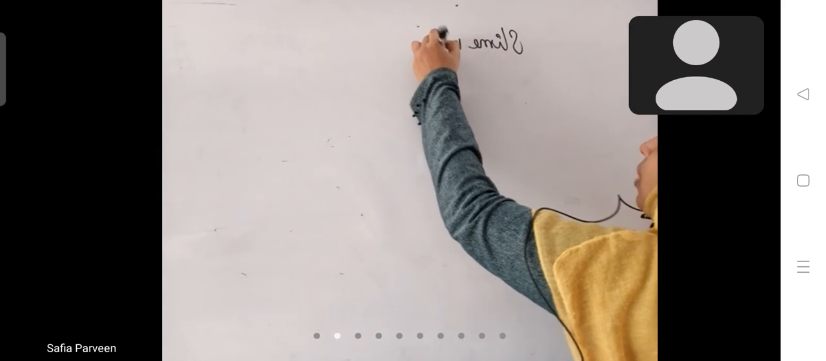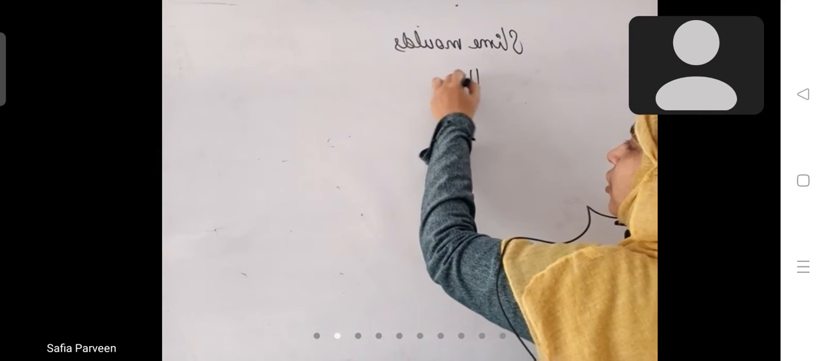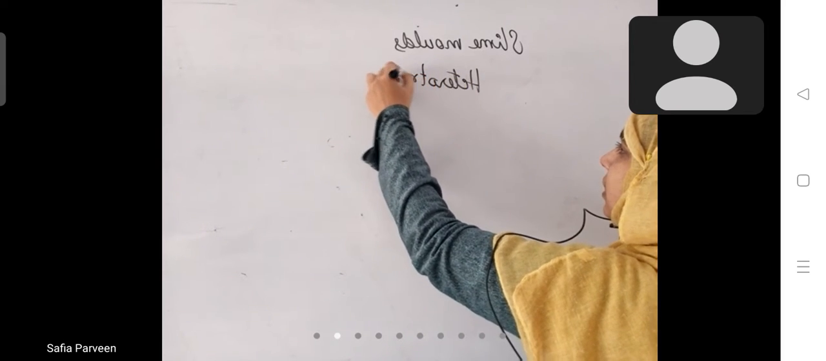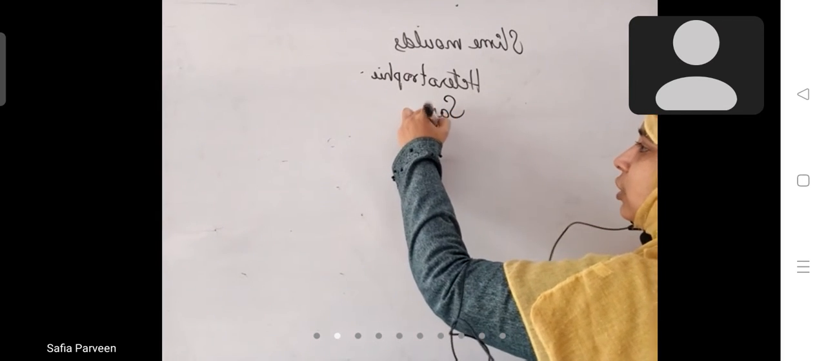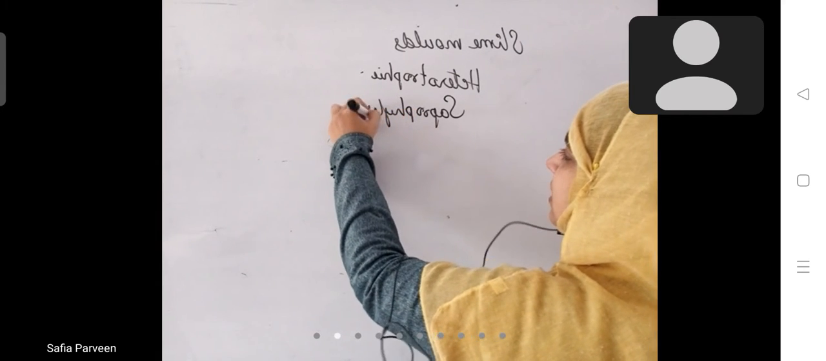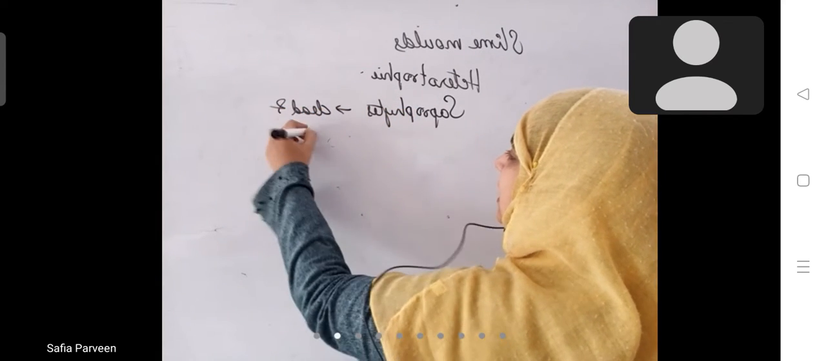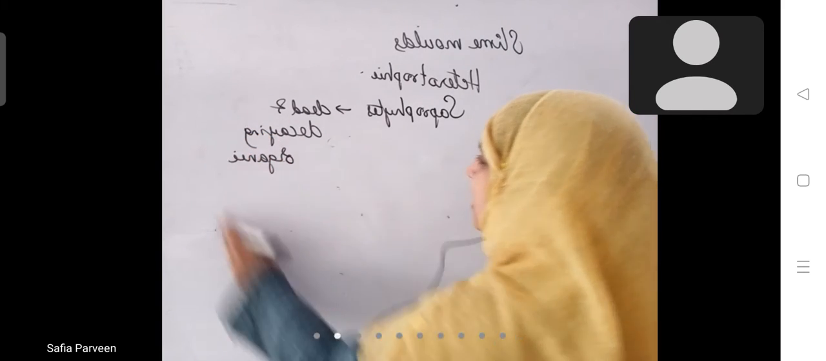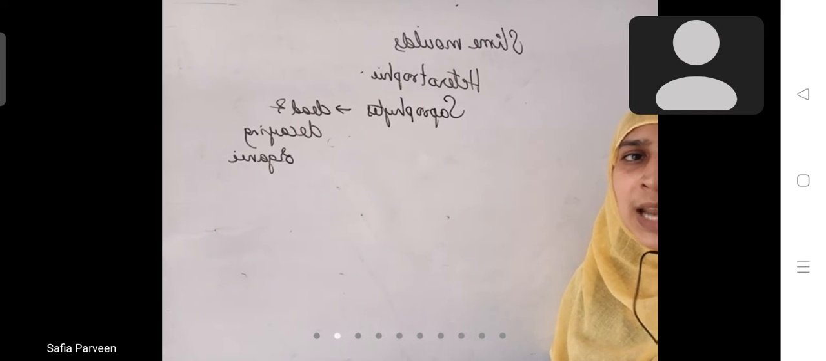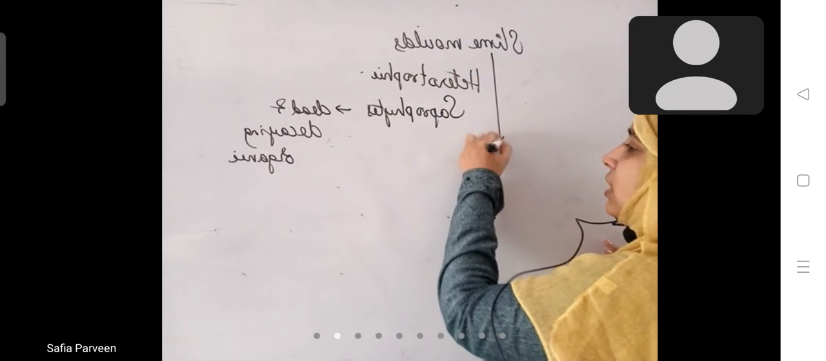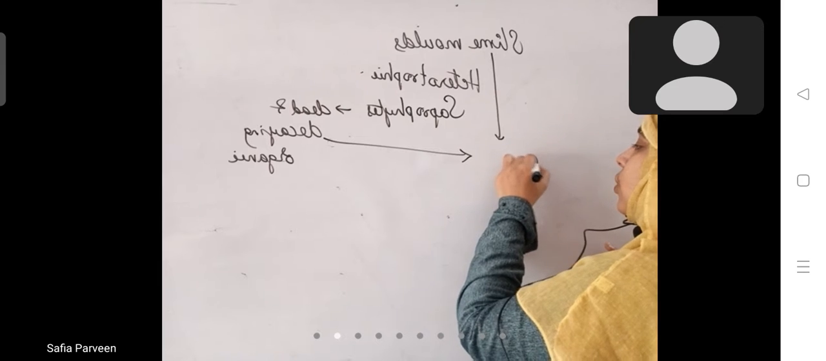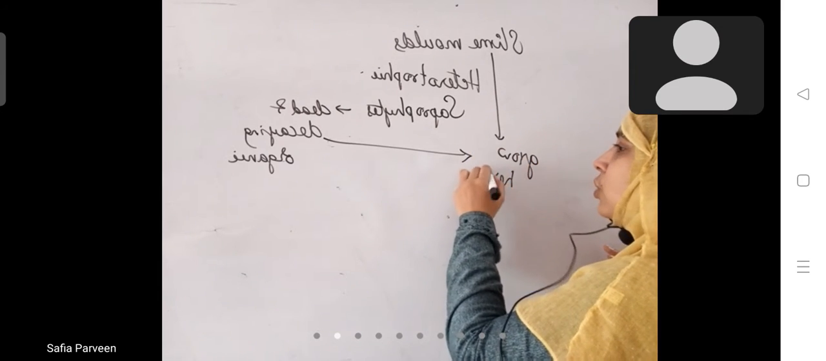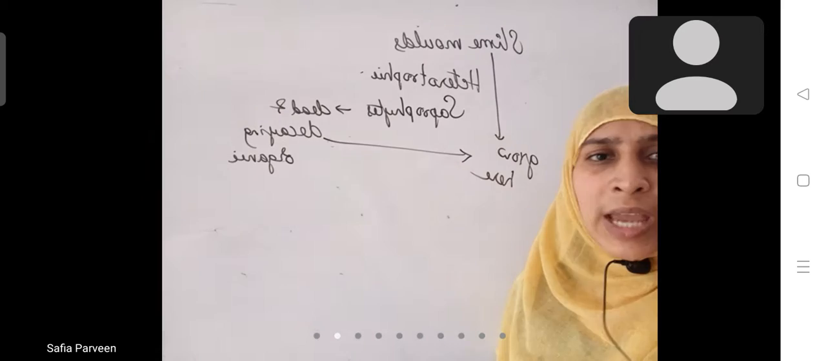Slime molds, all of them are heterotrophic, they are not autotrophic organisms. They show saprophytic nutrition. Saprophytic nutrition means they feed on dead and decaying organic matter. So wherever there is dead decaying organic matter, slime molds start growing in these regions.